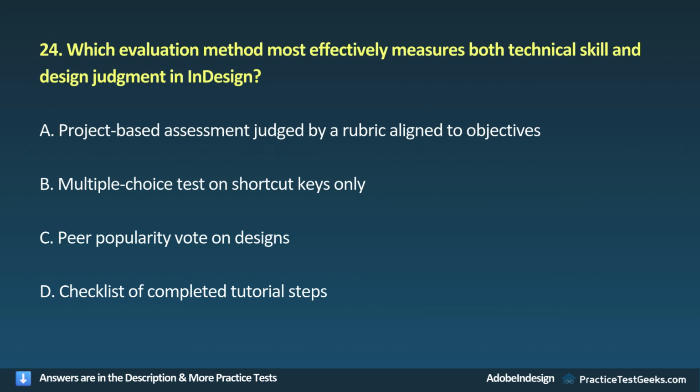24. Which evaluation method most effectively measures both technical skill and design judgment in InDesign? A. Project-based assessment judged by a rubric aligned to objectives. B. Multiple choice test on shortcut keys only. C. Peer popularity vote on designs. D. Checklist of completed tutorial steps.